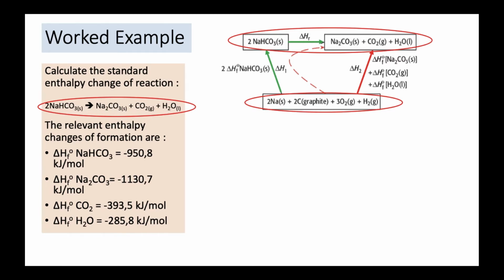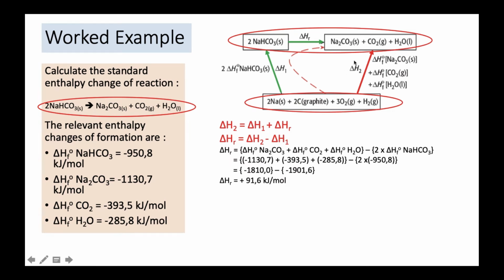So we can apply Hess law as follows. Delta H2 equals delta H1 plus delta HR. Or we can find the value of delta HR is delta H2 minus delta H1. Delta H2 is delta H formation of sodium carbonate, delta H formation of carbon dioxide, and delta H formation of water. So we can count it all on one side, and then minus delta H1. Delta H1 is delta H formation of sodium hydrogencarbonate.